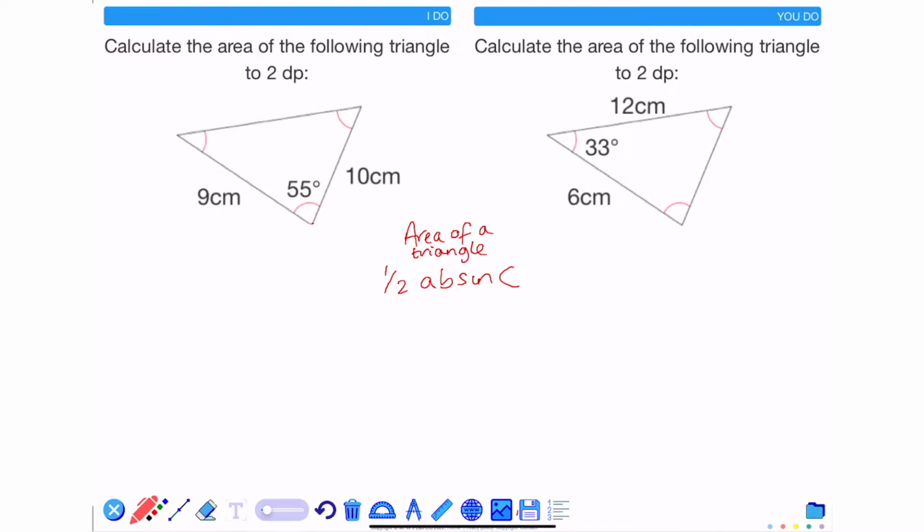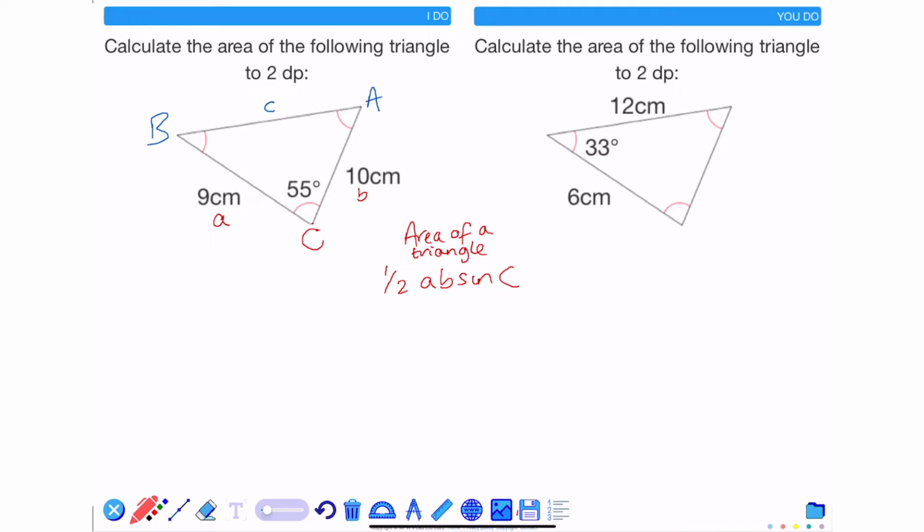When labelling a triangle, if I called the angle in the example on the left-hand side in the top right-hand corner A, the opposite side to this angle would be lowercase a. This would be B, and this would be lowercase b. That means that angle 55 would be C, and its opposite would be lowercase c. You'll notice that angle C is sandwiched between side a and side b, and this is important to have when using this formula.